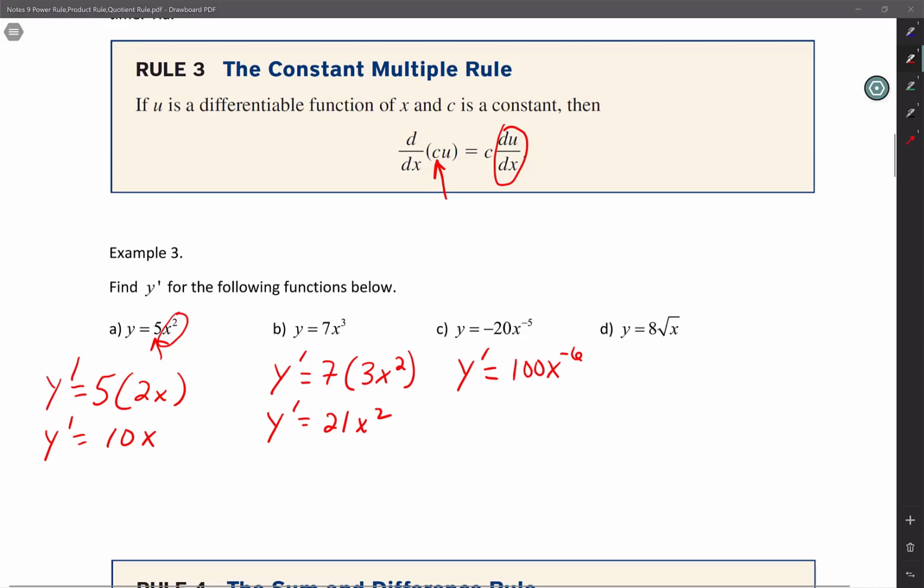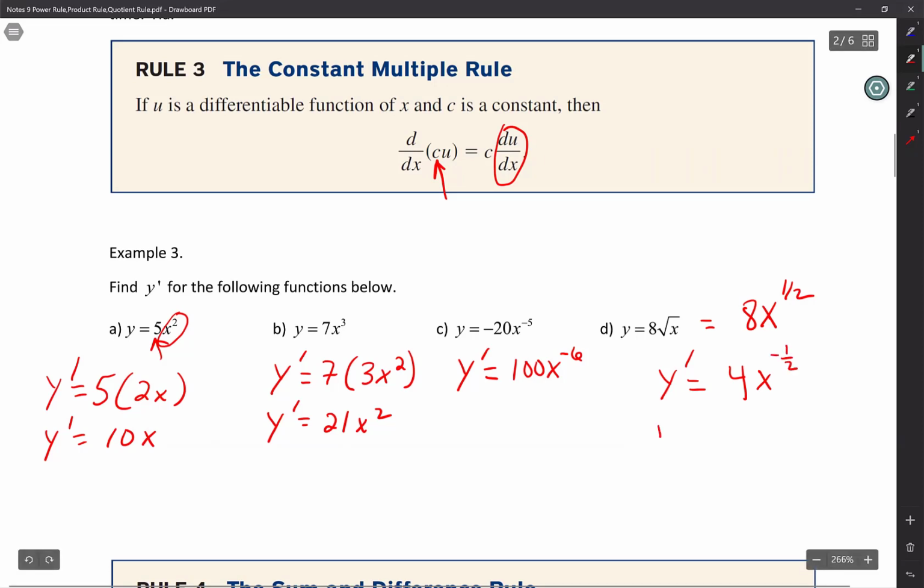All right, you guys tell me, what's the answer for letter D? Look, rewrite it. Yeah, you're right, it is 4. 8x to the half. So I rewrote it. What is half of 8? 4, and then I'm subtracting 1 from the exponent. So that's x to the what? Negative 1/2. So y prime equals 4 over x to the half. Yeah, that means 4 over square root of x. Does that make sense, guys?